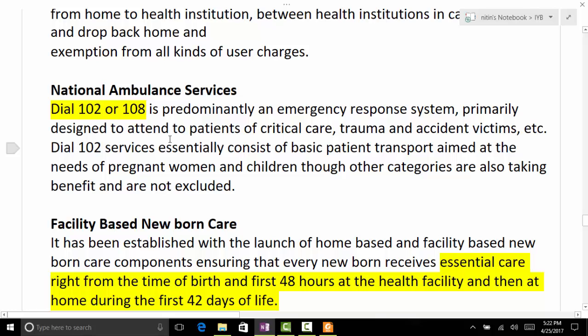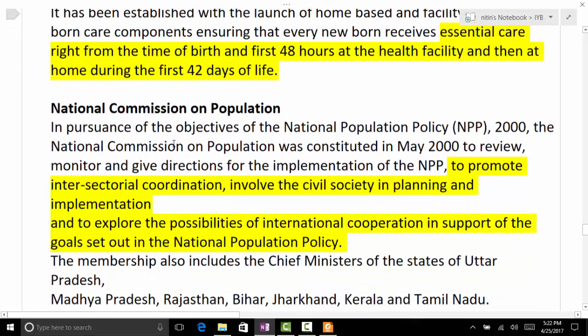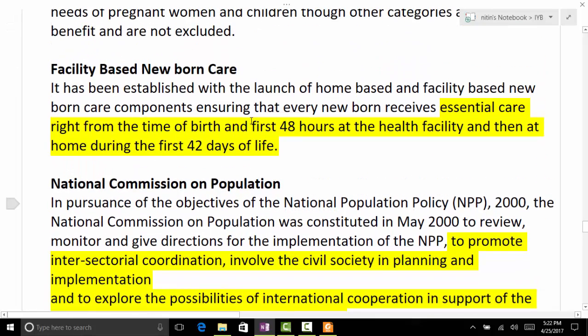Ambulance service: you can dial 102 or 108. Facility-based newborn care: certain facilities are given for newborn children. Essential care right from the time of birth and the first 48 hours at the health facility, wherever they are in the institution, and then during the first 42 days of life at home.